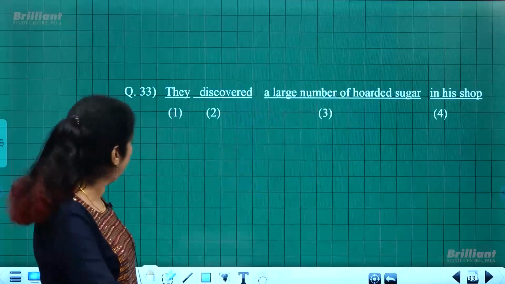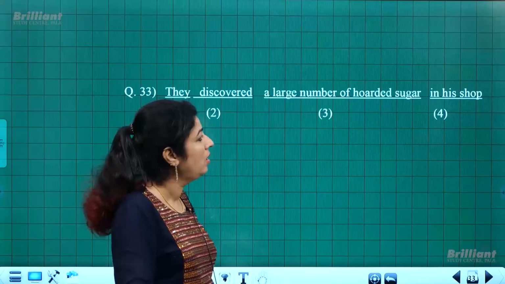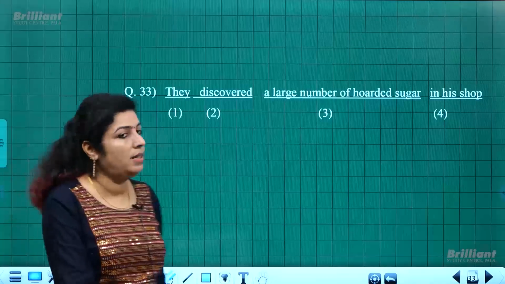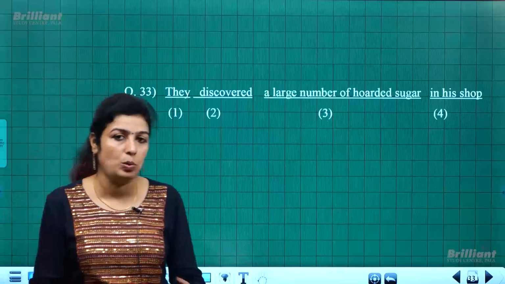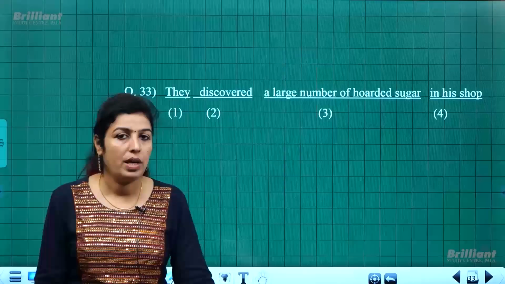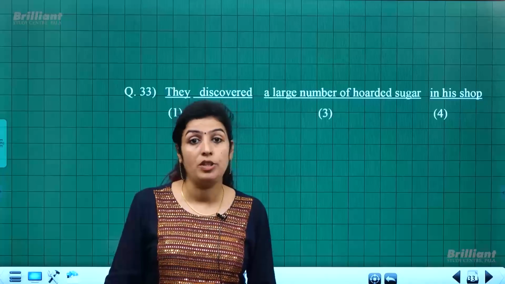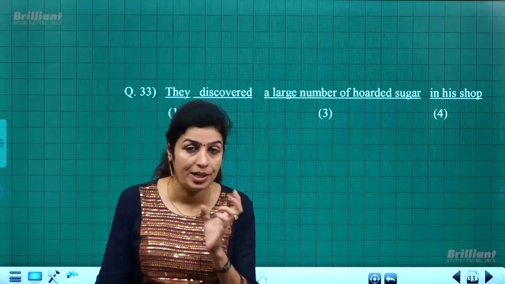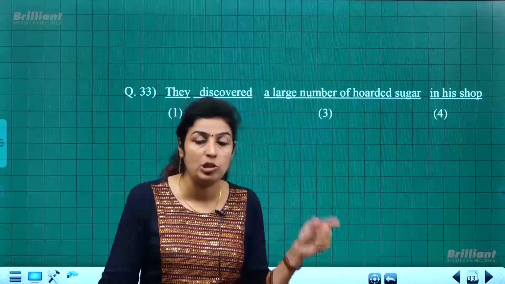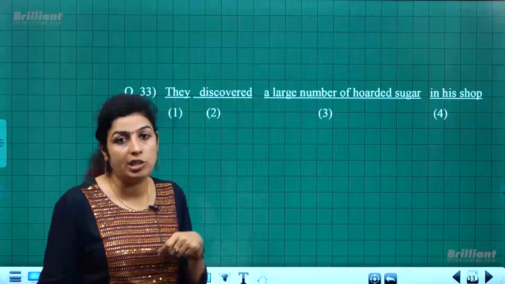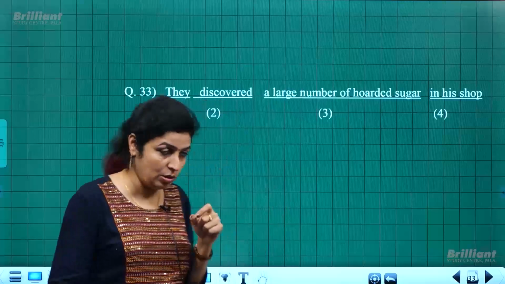Then they discovered a large number of hoarded sugar in his shop. Last time also, for the previous exam, we discussed something about countables and uncountables. With countables we use a specific number, but with uncountables we use certain units, because we cannot count them in terms of 1, 2, 3, etc. For example, you can't say 1 sugar, 2 sugars or 3 sugars. Instead, you have to say 1 kg of sugar, 2 kgs of sugar.